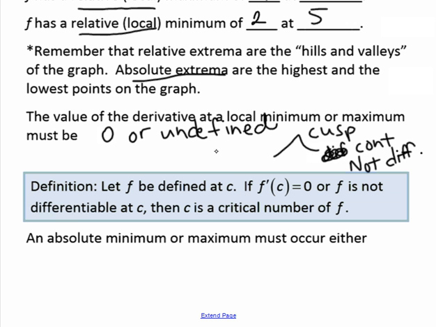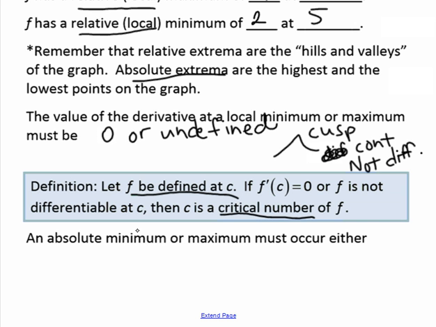Okay, but if you do have a derivative of 0 or undefined, then we do have something that we define here, and that is a critical number. As long as f is defined at c, and that's important information, as long as our original function exists at c, then if f prime of c is 0, or f is not differentiable, meaning f prime is undefined, then c is a critical number of f. Okay, so we have critical numbers, and those critical numbers may or may not be mins or maxes.